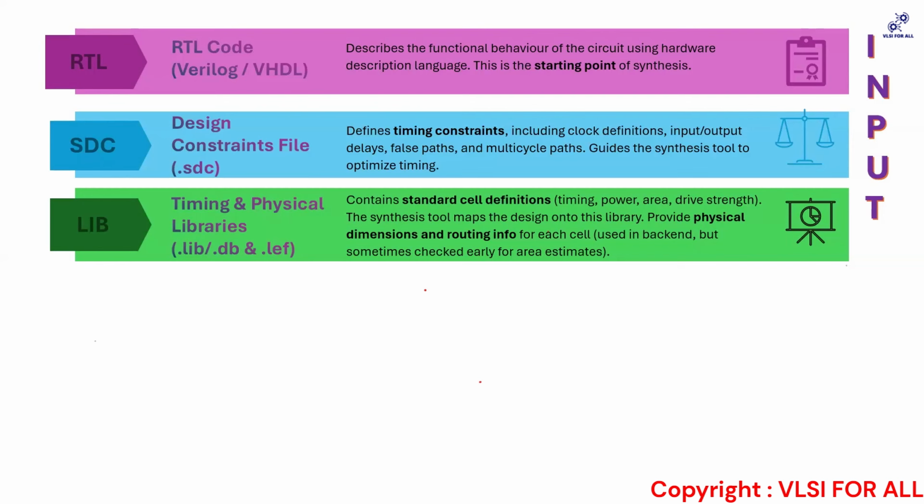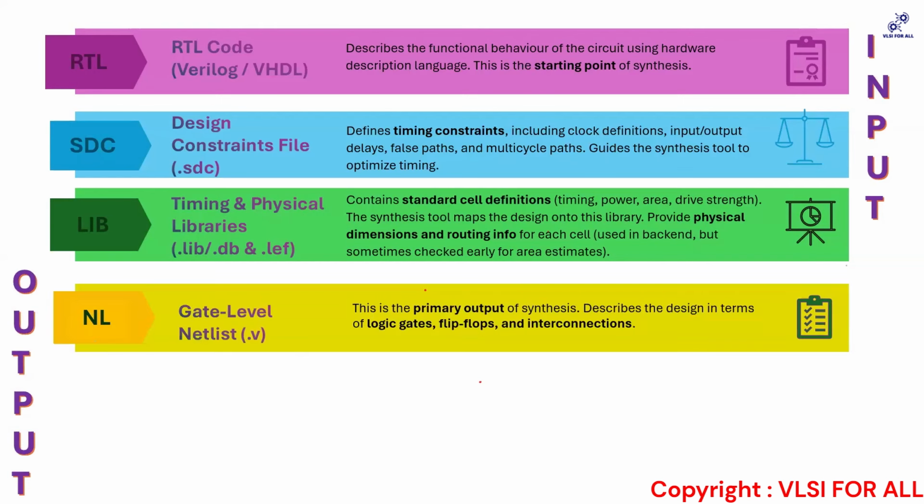Okay. So finally, we understood that these are the major inputs required for doing synthesis. The first is your RTL, which is written in Verilog and VHDL. Second is your design constraints file, which has a lot of constraints related to timing, area, and power. And then also a major bucket of libraries, which can be your timing libraries, physical libraries, and technology libraries, which is in your TechLib file.